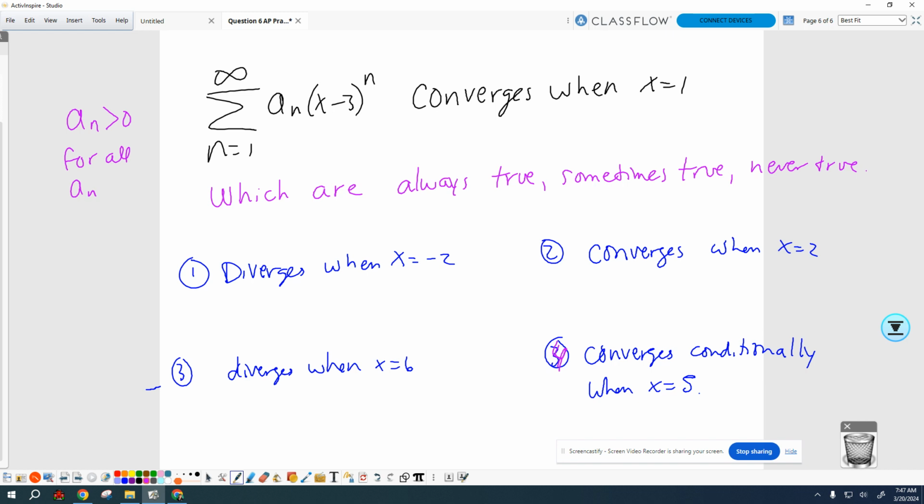So you have this series, and I'm telling you this thing converges when x is 1. What does that tell you about these other places? Think about it. Any insight from anybody?